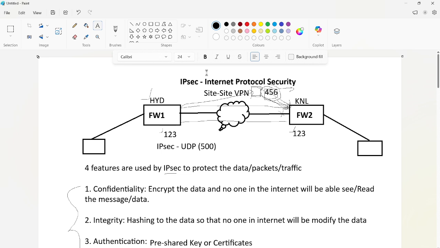We are forming a tunnel, in the sense that we are reaching into the internet only. So here also the firewalls are not directly connected. The internet is between your branch offices.